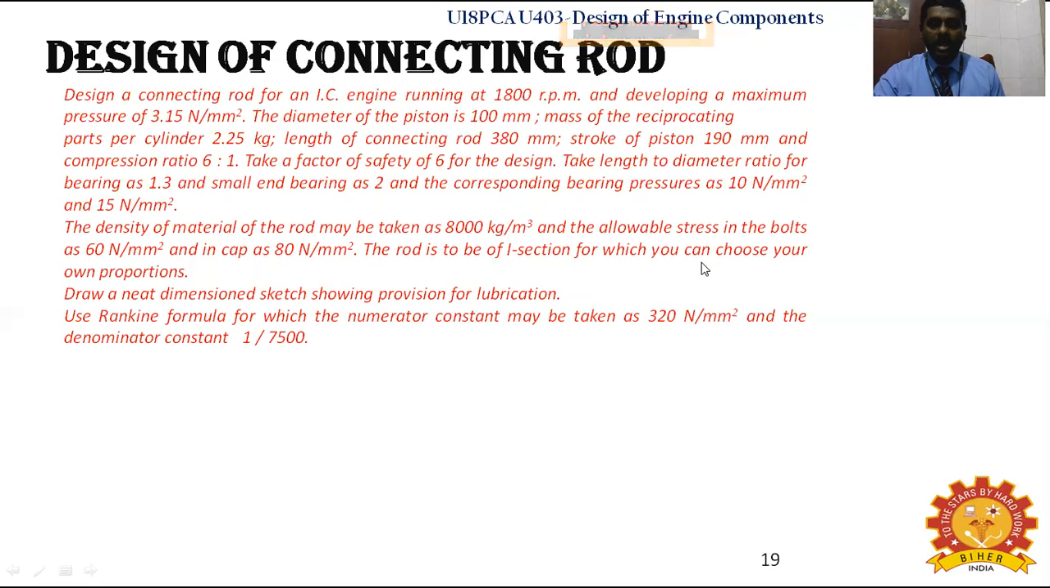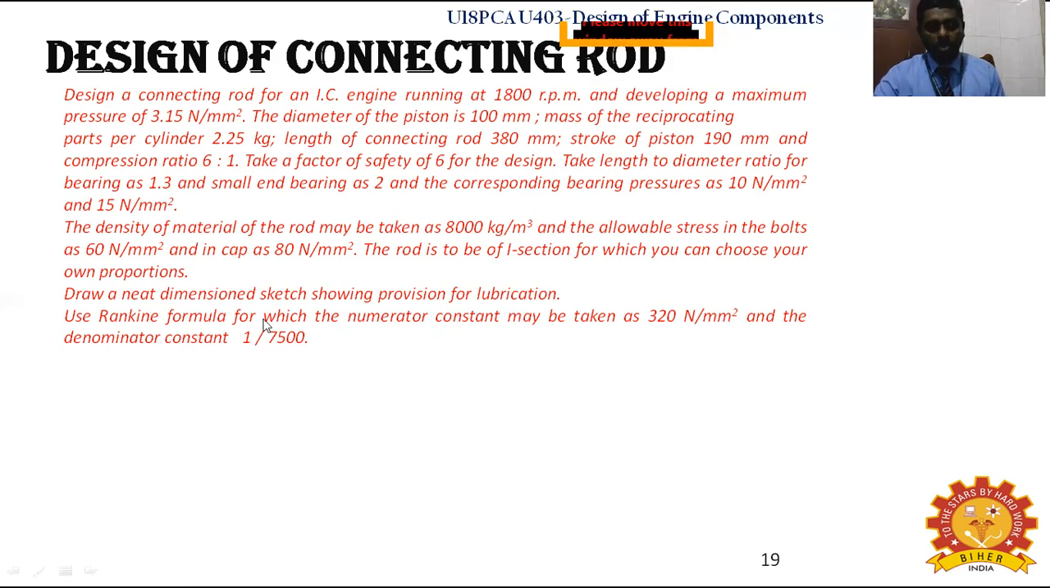So the rod is given as I section. If it is not given, we have to choose it as I section. That is the preferred one, because we are especially required to design for a high speed engine. If it is not specified in the problem, then the assumption will be I section. But in the problem they have given I section.